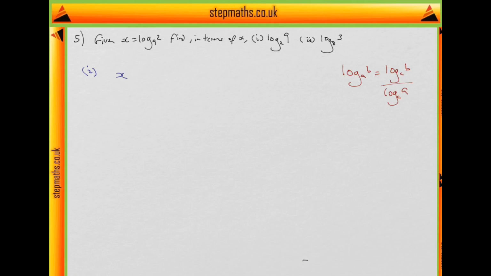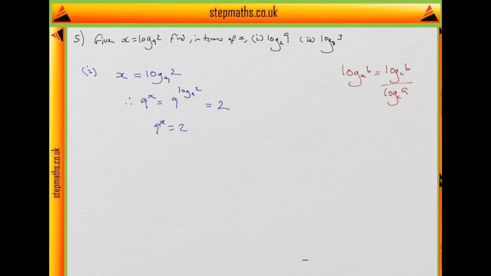Okay, so we know that log base 9 of 2 is equal to x. And in part (i), we want to find the swapped version, so we want to get log base 2 of 9. So what you might think is, let's take the power of 9 on both sides. So 9 to the x is equal to 9 to the log base 9 of 2. Well, 9 to the log base 9 of 2 is just 2. So we have 9 to the x is equal to 2.